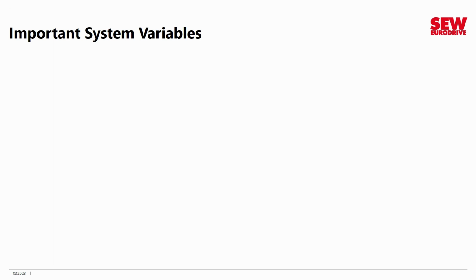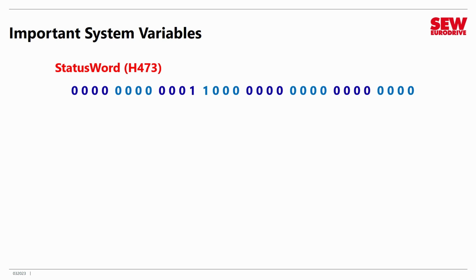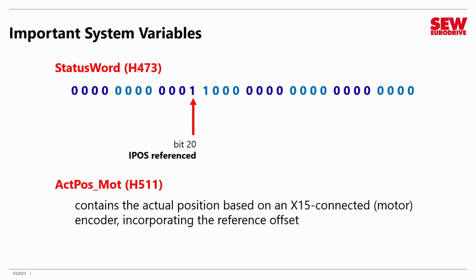And there are some system variables too that you sometimes will want to query to find out what's going on. Status word, which is a very important system variable. It's in H473. We will be using it a lot now that we're getting into actual motion control. Has a nifty little bit number 20, that goes to a 1 when the drive is referenced and 0 when it isn't. You will definitely be looking at that bit a lot. There's another system variable called active position motor. It's in H511. That has the actual position based on the motor encoder, the one connected to the X15 connector, and it does incorporate the reference offset into the number it gives you if you're using a reference offset.